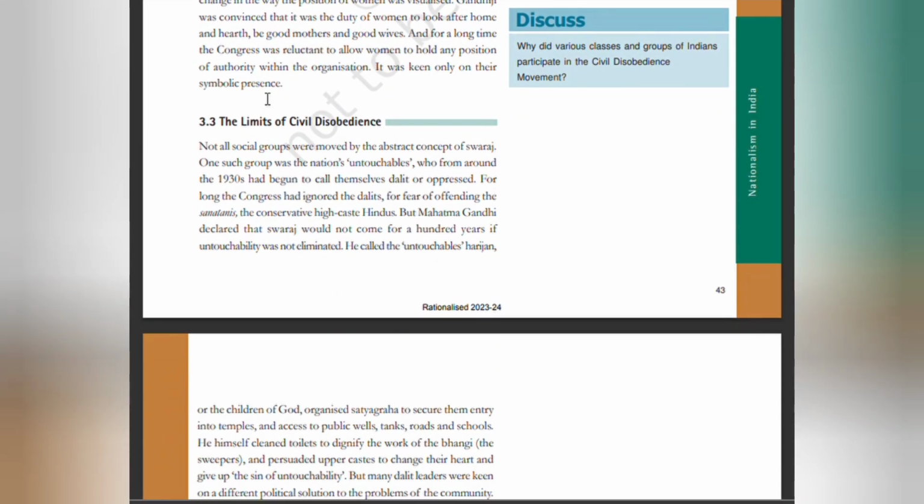The limits of civil disobedience. Not all social groups were moved by the abstract concept of Swaraj. One such group was the nation's untouchables, who from around the 1930s had begun to call themselves Dalits or oppressed. For long, the Congress had ignored the Dalits for fear of offending the sanatanis, the conservative high-caste Hindus. But Mahatma Gandhi declared that Swaraj would not come for 100 years if untouchability was not eliminated.